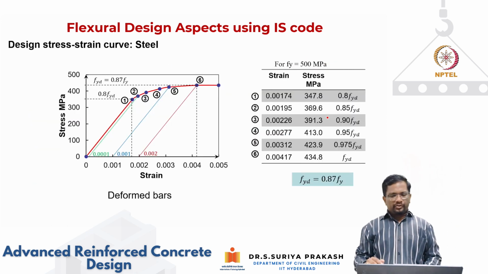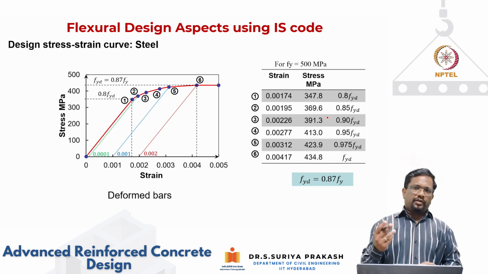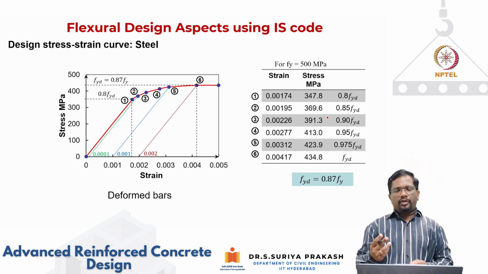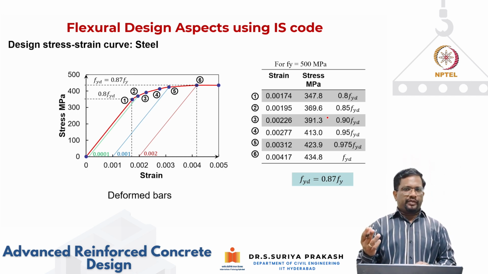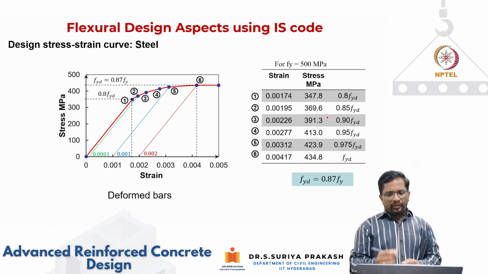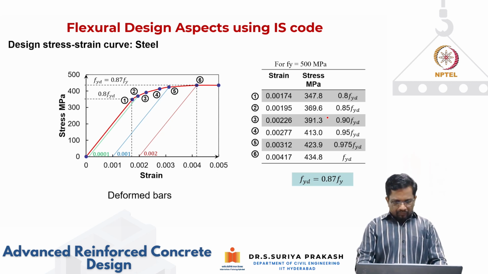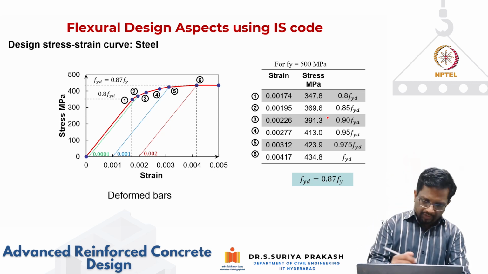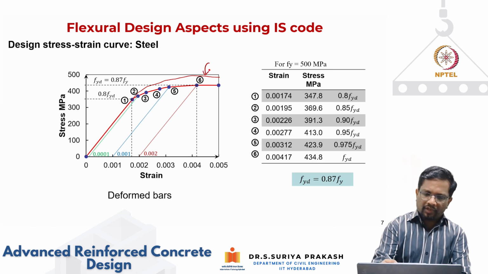Now, what happens to steel? If you look at steel, multiple grades are available, but commonly used are Fe 415, Fe 500, Fe 550, and now Fe 550D is also available. In this case, I am just showing the design stress strain curve for steel. If you look at the deformed bar stress strain curve, this is your characteristic curve. It will be like this.